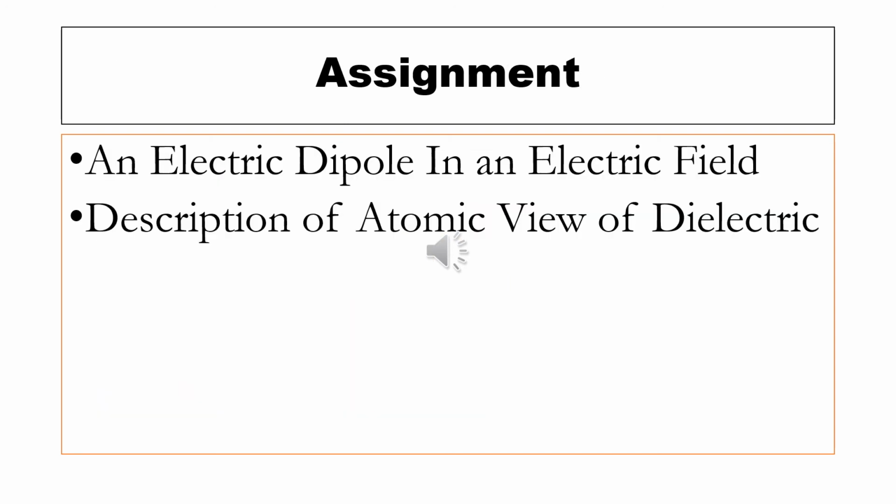Here is your assignment. You have to write a note with the derivation as well. What will happen to an electric dipole if an electric field is present? And you have also to describe in your own words the atomic view of the dielectric. All the diagrams and topics we have discussed here are taken from the book Physics for Scientists and Engineers by Serway and Jewett.